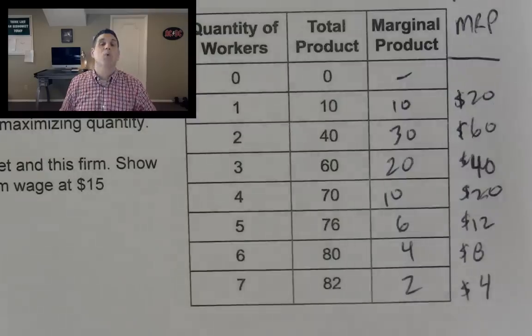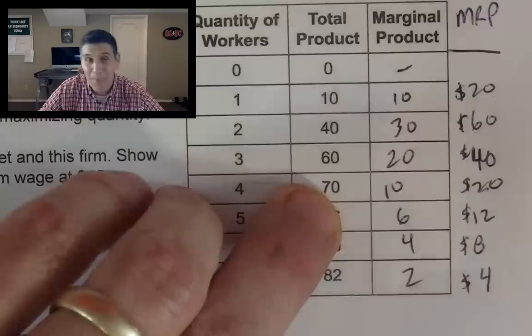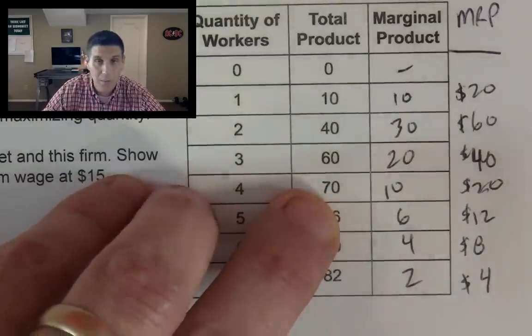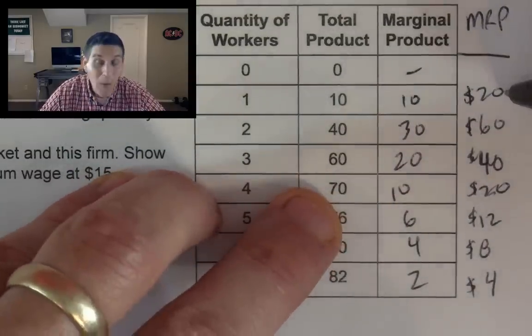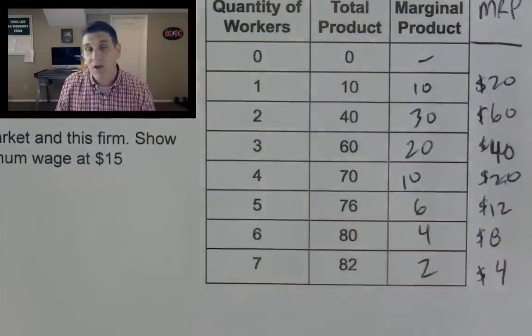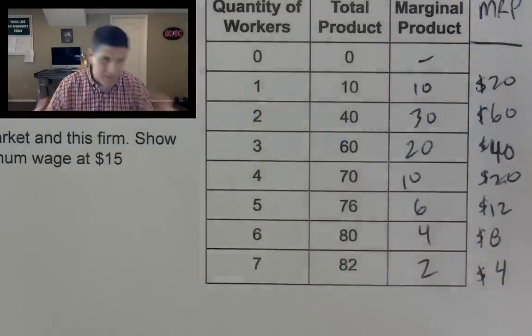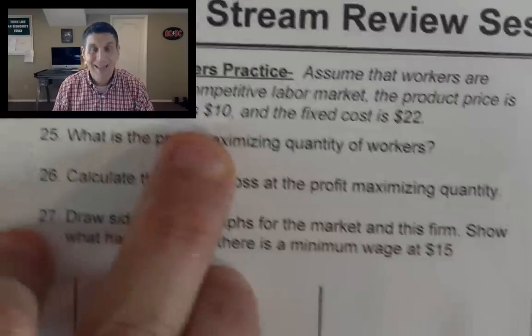That tells us how much we're willing to pay these workers. The very first worker, I'm willing to pay up to $20. I'm not going to pay him $20. I'm going to pay him what his equilibrium wage is, but that's what I'd be willing to pay him. The third worker, I'd be willing to pay up to $40 because that's what they generate for my company, but I'm not going to pay him $40. I'm going to pay him what the wage is set by the market, which we already said is 10.